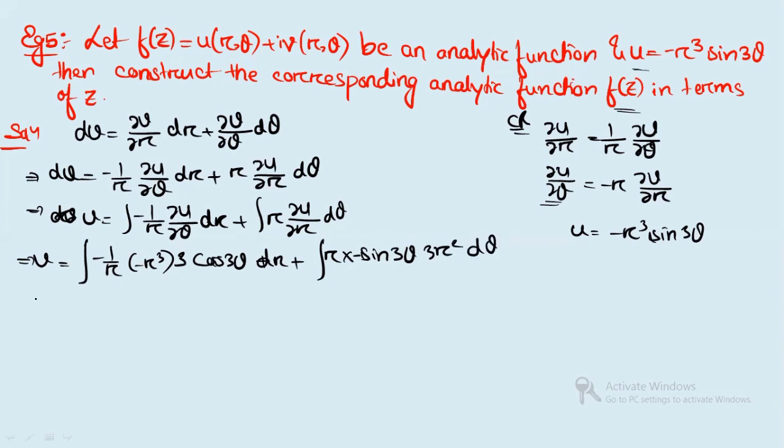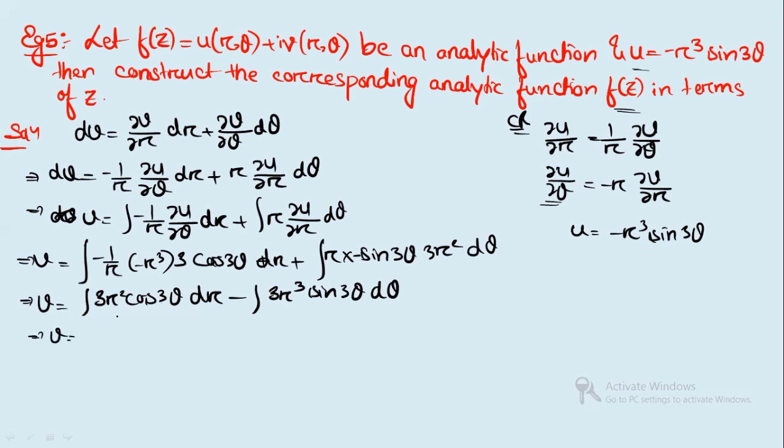Next you can write v is equals to minus a will become what? Plus, right? And you will have here what? You will get r will cancel 1 r, and you will have 3 r square cos 3 theta. Clear? And dr is as it is, plus for the second term if you see, it will be plus a minus, and integration, here you will have what? 3 r cube, and sin 3 theta will be as it is, d theta. Now v is equals to what? Now we will do the integration.